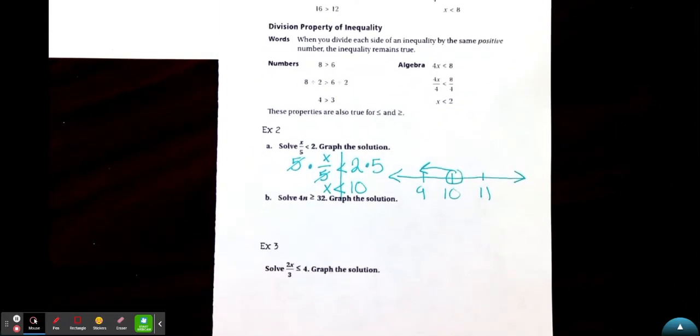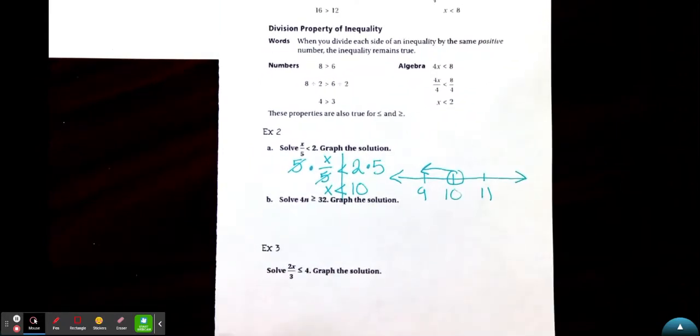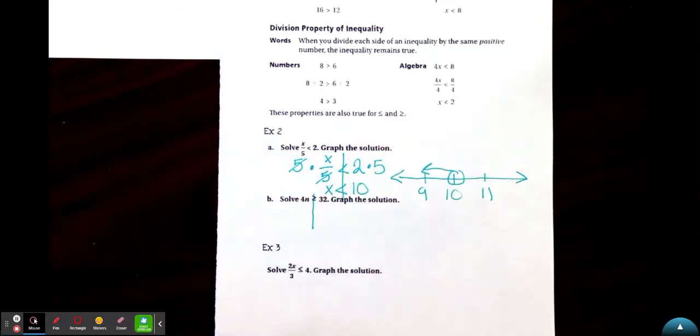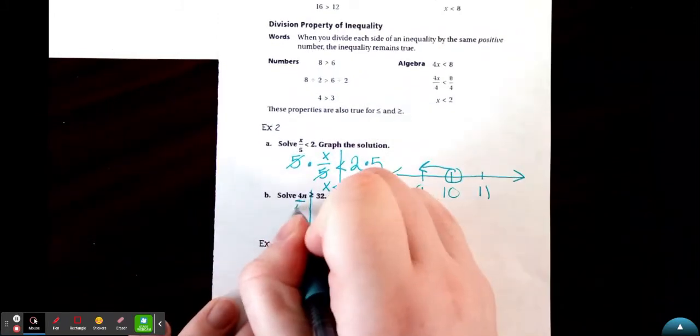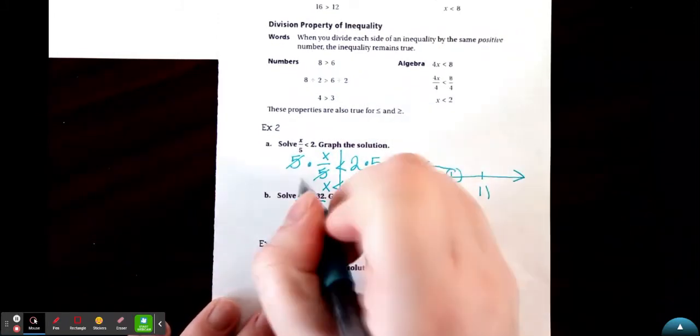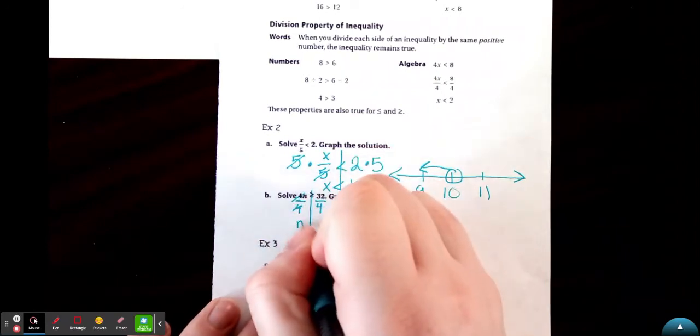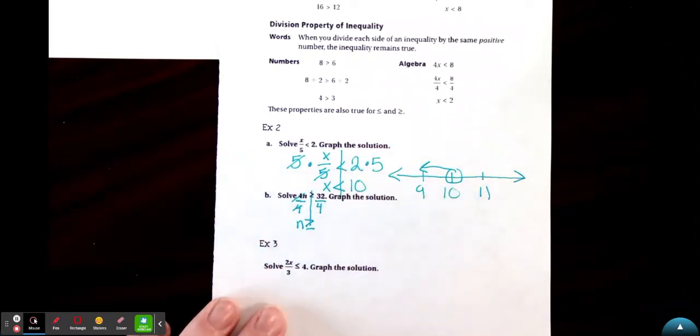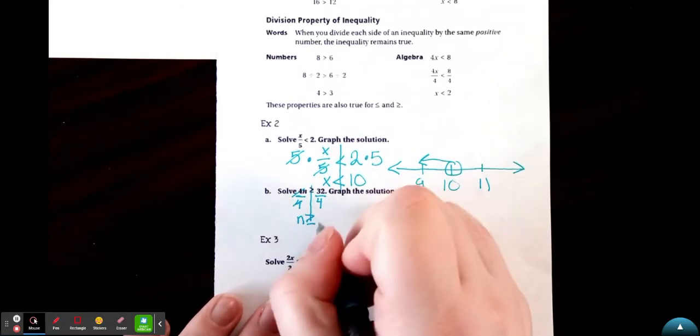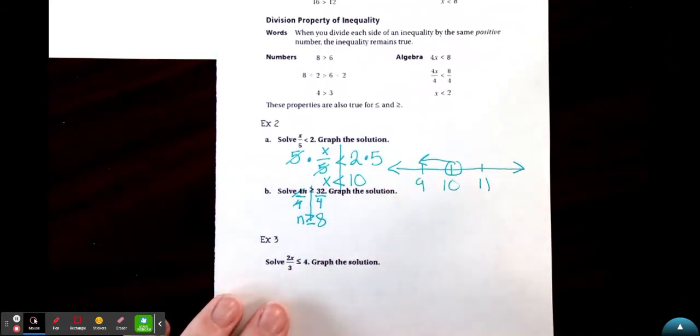Okay, B. I don't think you need to rewrite it. Obviously, the first step is going to be to draw that line. Think about what you need to do to get rid of that 4, because we want to get n by itself. Good job thinking about it out loud. All right, so we're going to divide by 4. Okay, my 4's cancel, and I'm left with n is greater than or equal to 32 divided by 4, which is 8. All right, am I done?